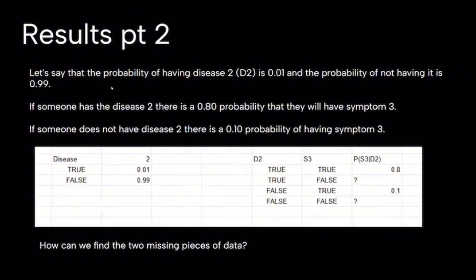So let's say the probability of having disease 2 is 0.01, and the probability of not having it is 0.99. If someone has disease 2, there's a 0.8 probability they will have symptom 3. If someone does not have disease 2, there's a 0.1 probability of them having symptom 3. How can we find the 2 missing pieces of this data?